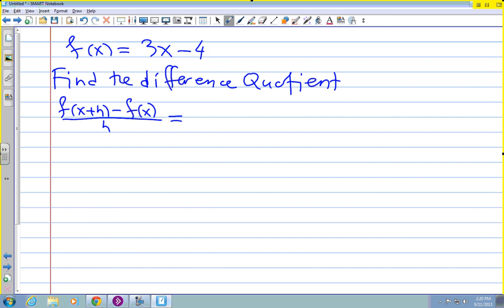If f of x is 3x minus 4, there are 3 parts: f of x plus h, f of x, and h. So how do you find f of x plus h, given that f of x is 3x minus 4? You're thinking too much. How does the function notation work? I've asked you that question before. Plug in x plus h where x is. So that's all I wanted to hear. This is f of x plus h.